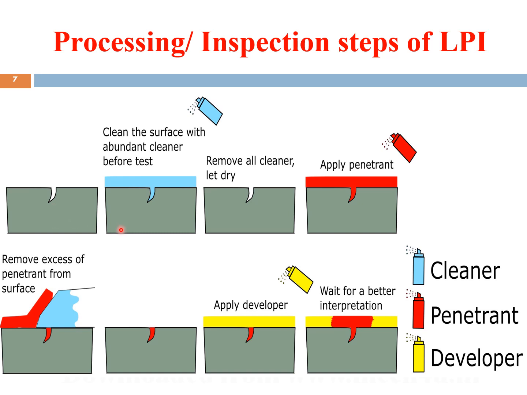First, the first step is a cleaning method. We are cleaning the surface with a cleaner before the test. We'll be cleaning it properly. The cleaning is done to remove all the dust particles, etc., that will hamper the effect of the penetrant. So once it has been cleaned, we'll be applying the penetrant.